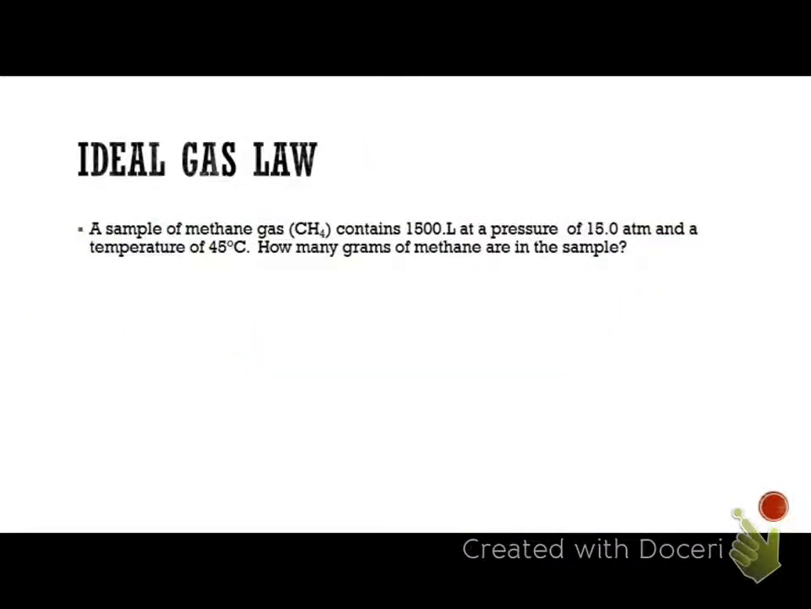Another ideal gas law problem says a sample of methane contains 1,500 liters. So that's going to be our volume. Notice I'm not labeling anything 1 and 2 because I only have one volume. And my pressure is going to be 15 atmosphere. And my temperature is 45 degrees Celsius, which I will immediately throw into Kelvin of 318. And it wants to know how many grams of methane are in the sample.